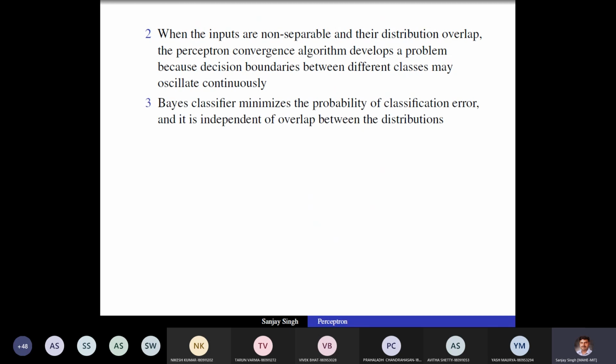Now the Bayes classifier minimizes the probability of classification error and it is independent of the overlap between the distributions. That's the beauty. It positions the boundary in such a way that the misclassification error reduces. It cannot say the error is 0, but it tries to minimize it. That is the beauty and design of the Bayes classifier itself.